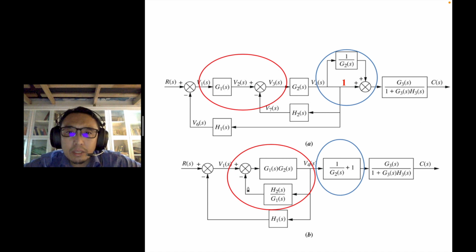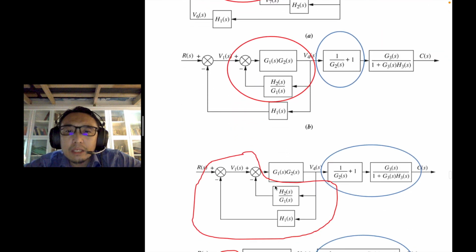Okay, but over here, what we're going to do is move G1 from before the summing junction to outside. So what happens if you move a block from before to after the summing junction? All you need to do is put G1 here, and then here you need to have 1 over G1, because originally G1 is not here. So all you need to do is add 1 over G1. So what happens is G1, G2, H2 over G1. Okay, that's what happens.